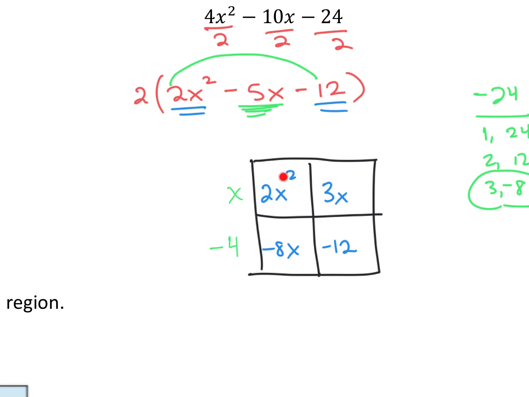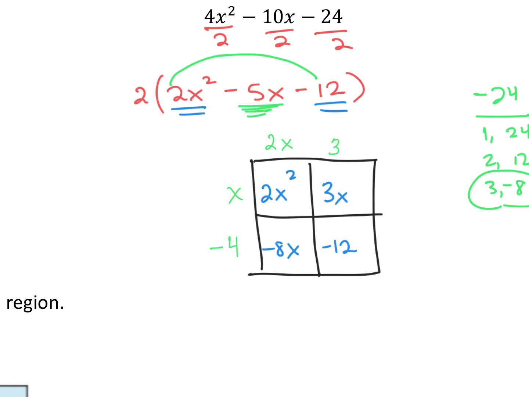All right, now we've got 2x squared minus 8x. Leading term is positive, so we'll do a positive GCF. And the GCF out of those two is going to be a positive 2 and an x. All right, last we have 3x minus 12. Leading term is positive, so positive GCF. And what's a common factor for 3x and 12? It's just going to be a 3.